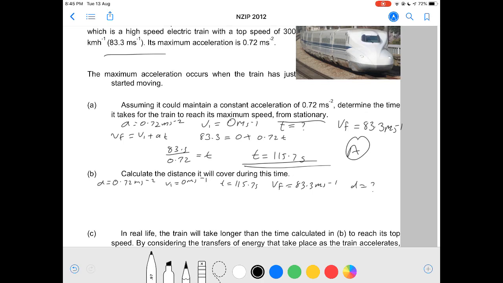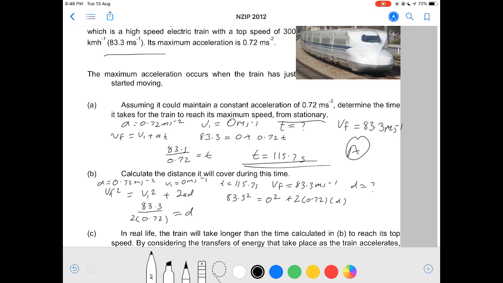So you can pick and choose which one you want to use. It really doesn't matter since you have all 5 variables. Okay, so let's just say we use VF squared equals VI squared plus 2AD. So our VF is 83.3, so 83.3 squared equals, VI is 0, so 0 squared is still 0, so it just becomes 0 plus 2 times the acceleration, which is 0.72, times the distance we don't know. So now it just becomes a matter of rearranging the equation. So 83.3 squared divided by 2 times 0.72, and that should give us our D value.